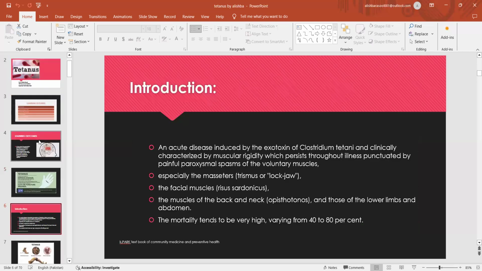An acute disease induced by the exotoxin of Clostridium tetani and clinically characterized by muscular rigidity, which persists throughout illness, punctuated by painful paroxysmal spasm of the voluntary muscles, especially the masseters (trismus or lockjaw), the facial muscles (risus sardonicus), the muscles of the back and neck (opisthotonus), and those of the lower limbs and abdomen. The mortality tends to be very high, varying from 40 to 80%.